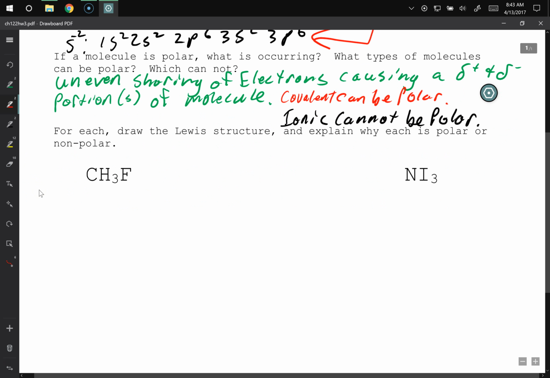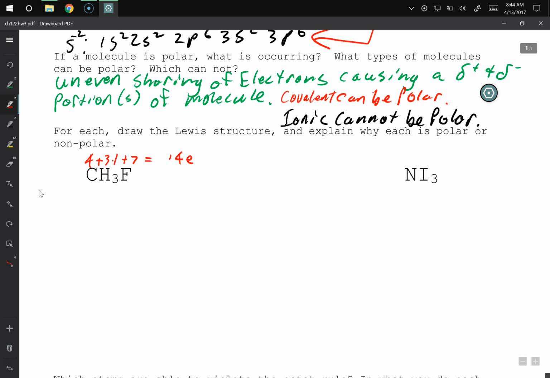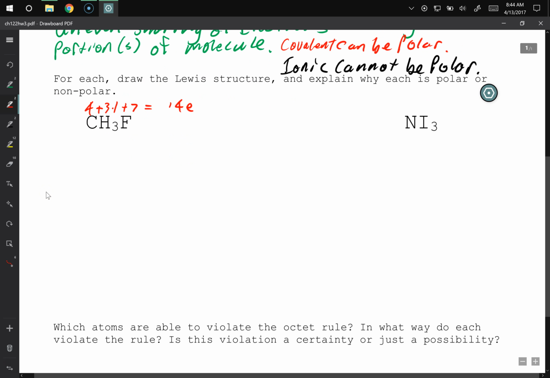Draw the Lewis structure and explain why each is polar or non-polar. Okay, so for the Lewis structure, I've got 4 electrons plus 3 times 1 plus 7. So I've got 14 electrons to deal with for my fluoromethane. And so who would you put in the middle? I'll put carbon in the middle because it can make the most bonds. Put a hydrogen there and a hydrogen there and a hydrogen there, and I'll put a fluorine there.